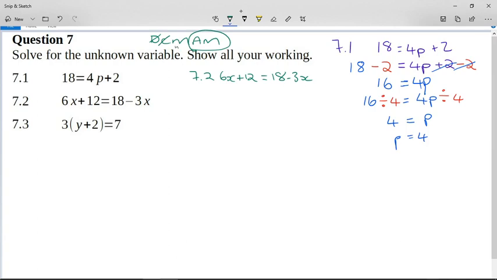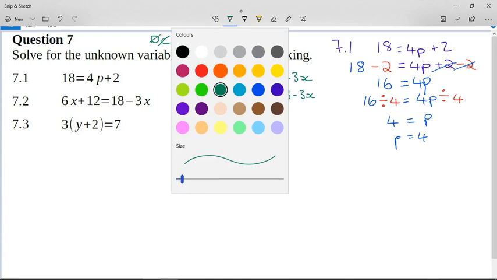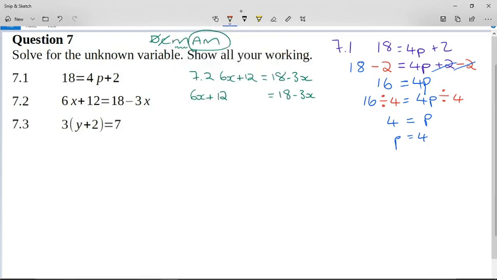But I have got the first M, which says move the variable. So when you move the variable, it means get all your x's on the same side. So you want to get the x's on the side with the biggest x, okay? So the small x in this case is the subtract 3x. So I want to get rid of the subtract 3x on the right. So to get rid of subtract 3x, I must add 3x. And what I do to the left, I do to the right.